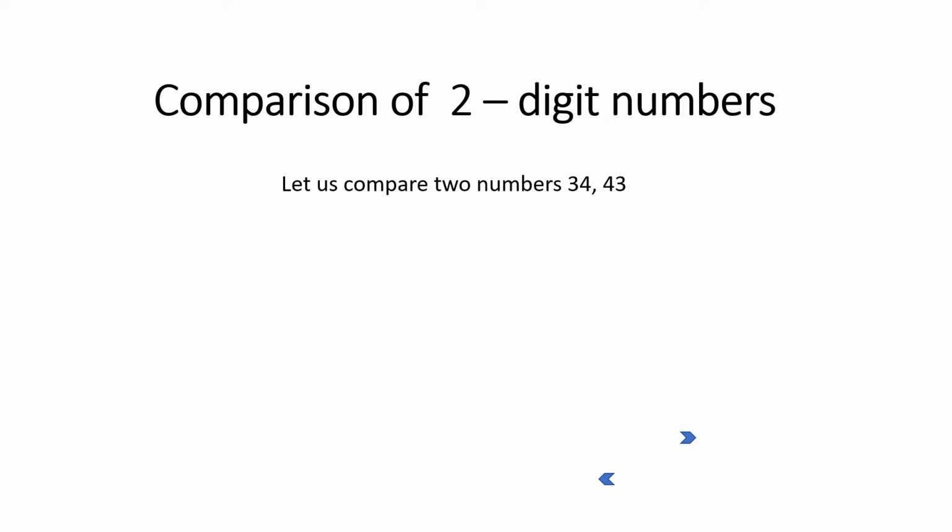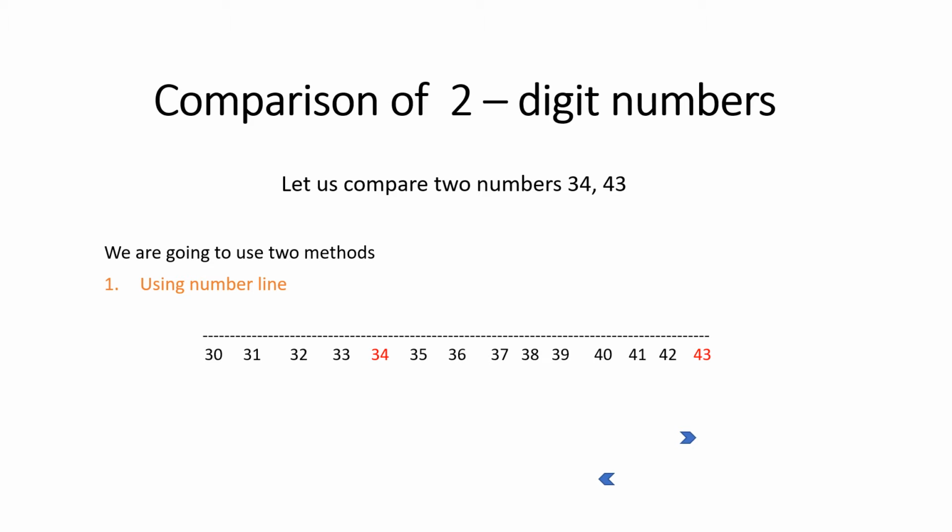So now let us compare two-digit numbers. We have taken 34 and 43. So we are going to use two methods in order to compare two-digit numbers. The first method we are using is the number line method. So we have to keep in mind we are going to use the number line method.